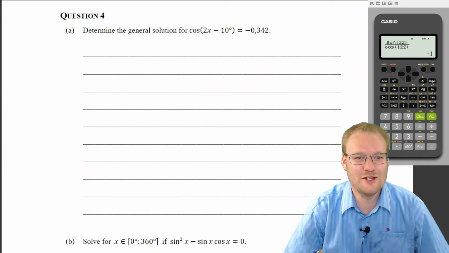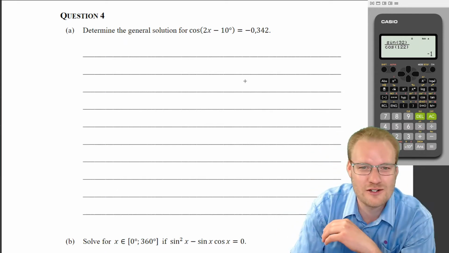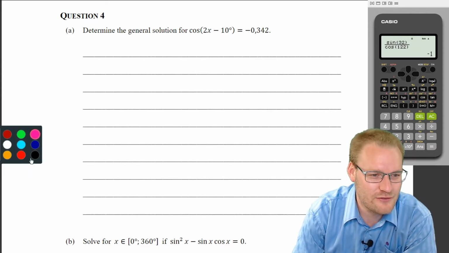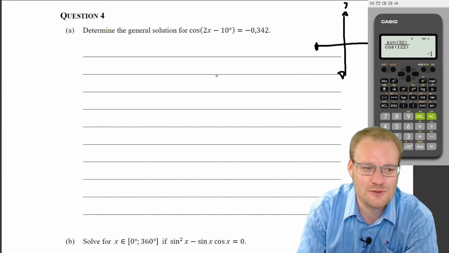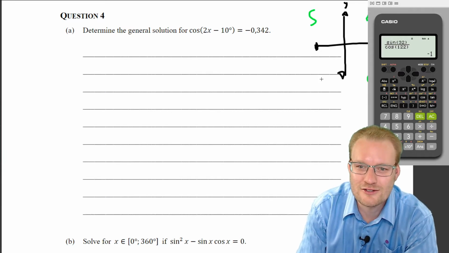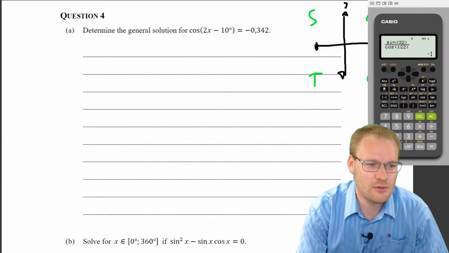So determine the general solution. Okay, so now we're moving on to a general solution, but let's see if we can turn it into a CAST type problem. In fact, I'm so confident that everything here is kind of CASTy that I'm just going to draw a CAST diagram because I like them so much. So CAST, C-A-S-T. Cos 2x minus 10 equals minus 0,342.